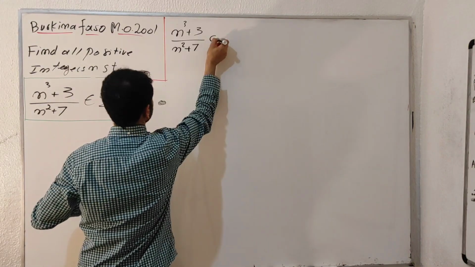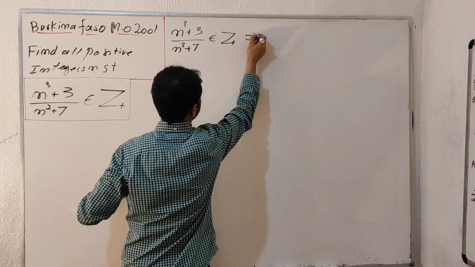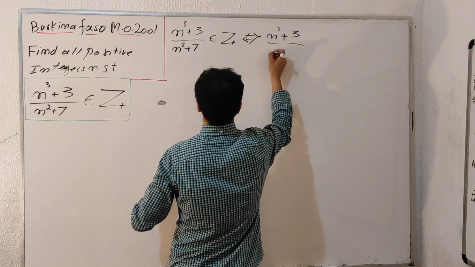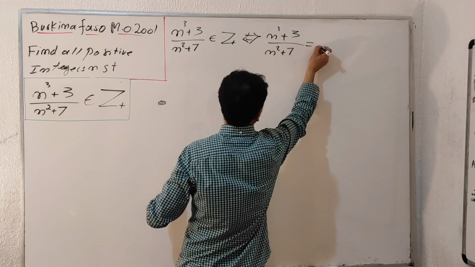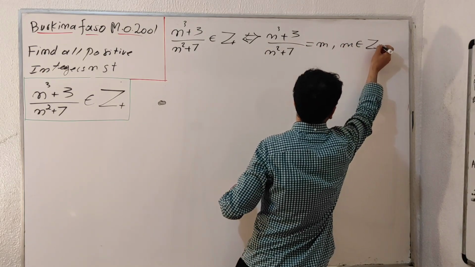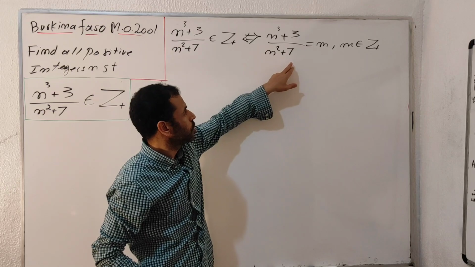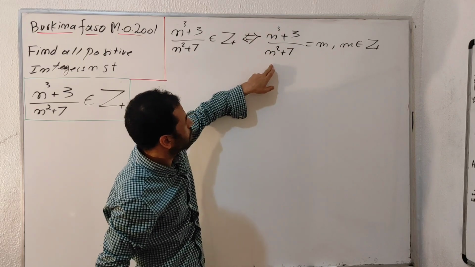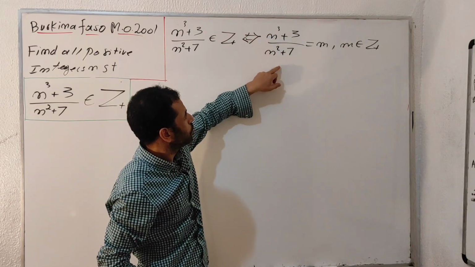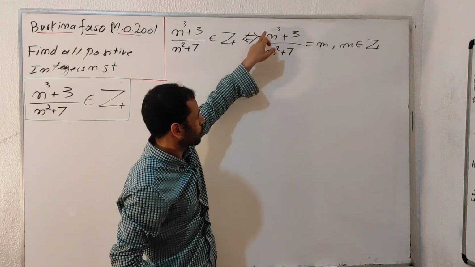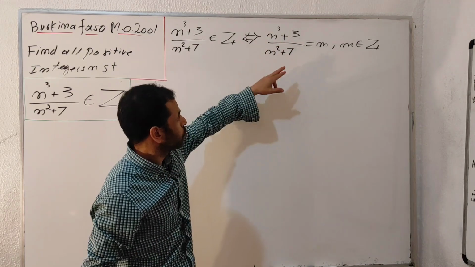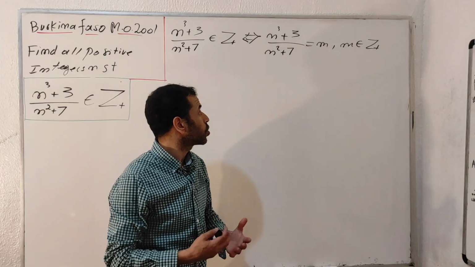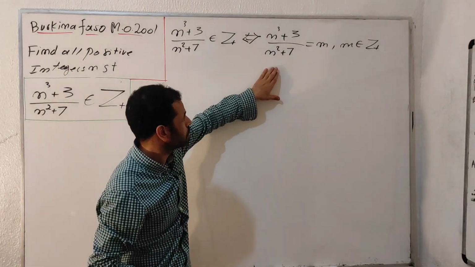We have that the following expression is a positive integer, which means (n cubed plus 3) divided by (n squared plus 7) equals m, where m is a positive integer. We are going to solve this equation, but the problem is that we have n cubed in the numerator and n squared in the denominator, so it will be more challenging to solve it this way. We need to transform this expression into another expression where we can conclude our solution.